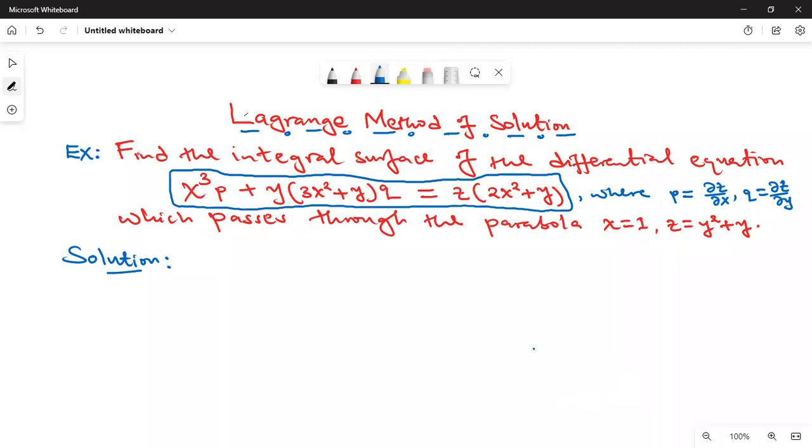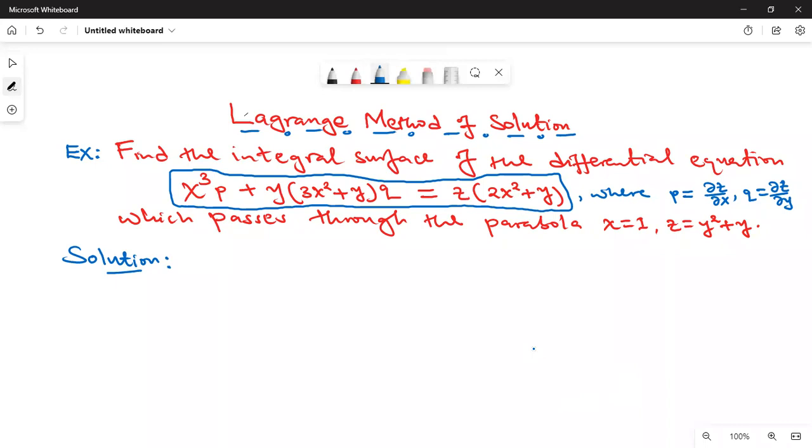Today we are going to look at the Lagrange method of solution of partial differential equations, and in particular we are asked to find the integral surface of the differential equation given by x cubed p plus y in bracket 3x squared plus y q is equal to z times 2x squared plus y, where p is the partial derivative of z with respect to x, q is the partial derivative of z with respect to y.